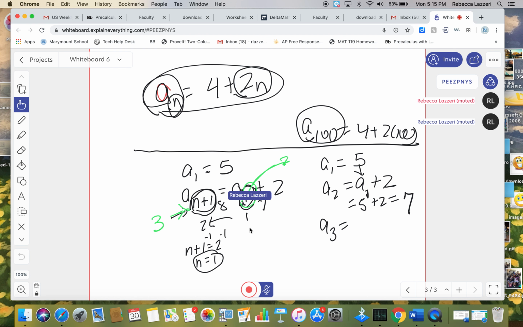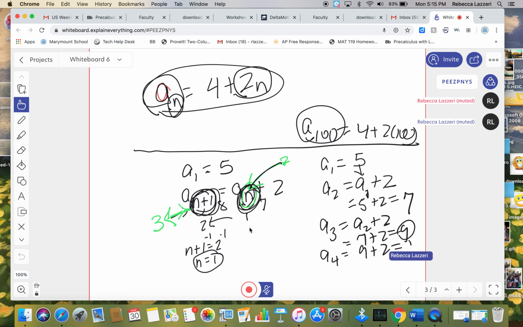Because if n is 2, then n plus 1 is 3. So to find the 3rd term, I need the 2nd term plus 2. So verify that this is n and this is n plus 1. All right, so now I need the 2nd term, which is 7 plus 2 is 9. Hopefully you've got the swing of it now, and to get the 4th term, you need the 3rd term plus 2 is 11. To get the 5th term, you need the 4th term plus 2, which is 13. And so there's my first 5 terms, and that's recursive.